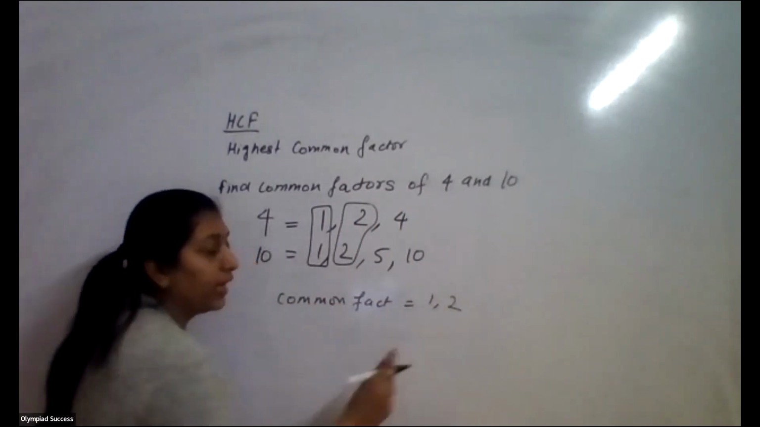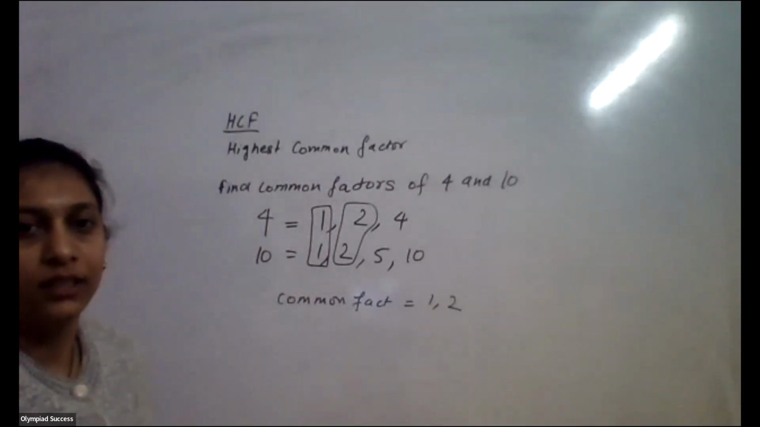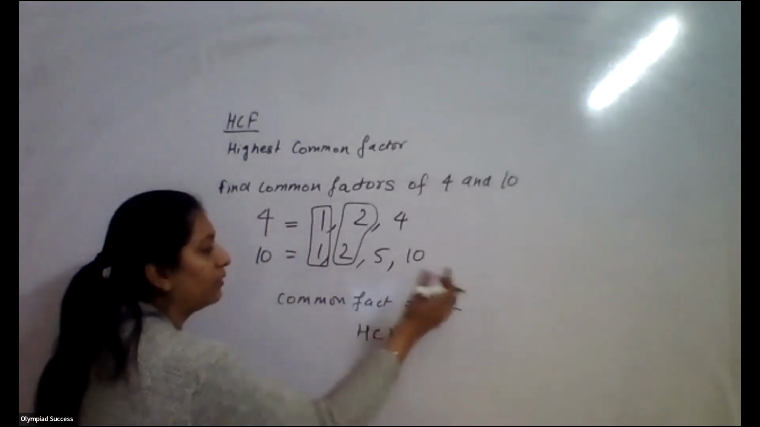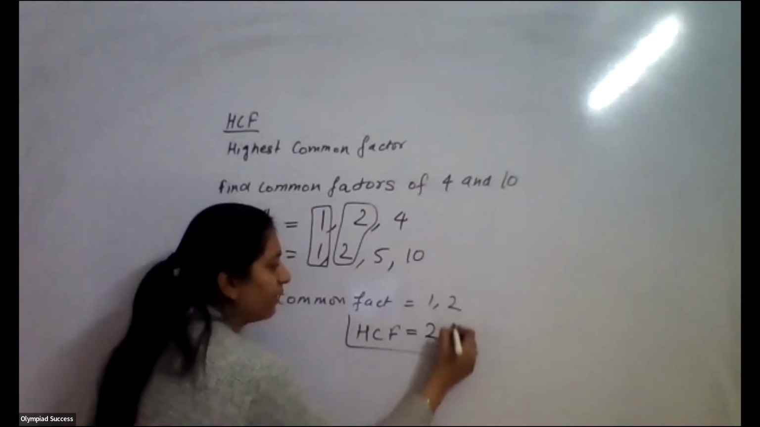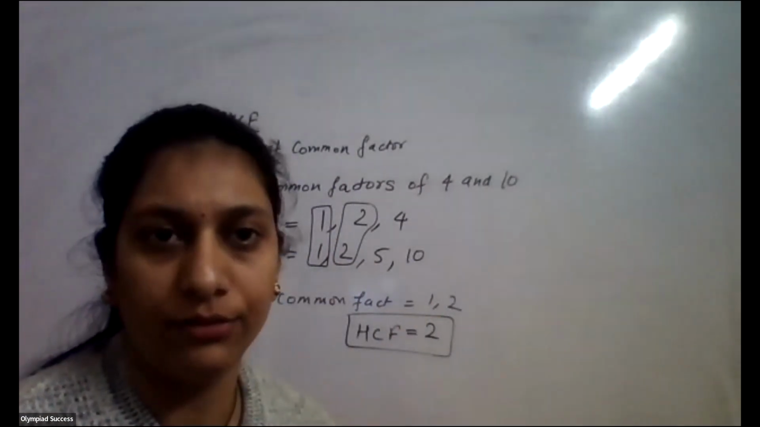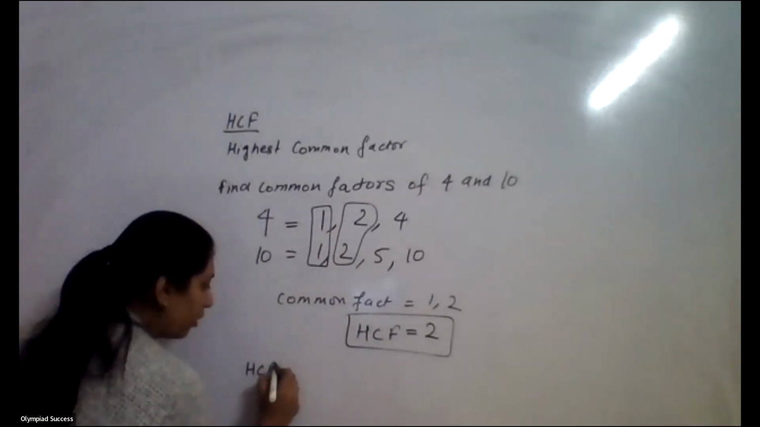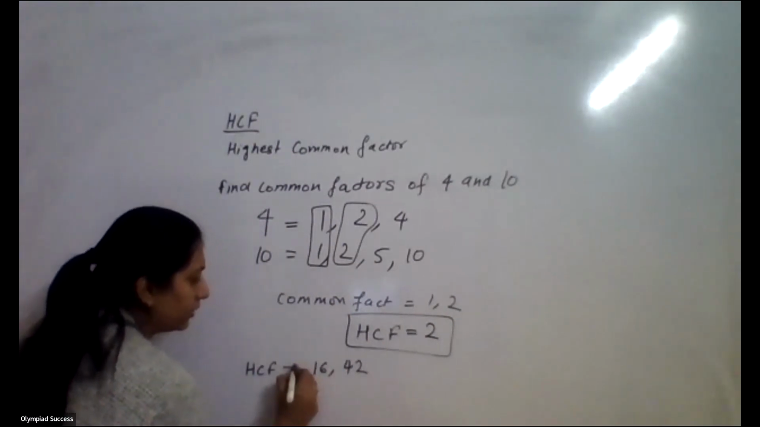1 and 2. Now between 1 and 2, which is the highest? 2. So HCF, that is highest common factor between 4 and 10, is 2. So HCF will be 2. Okay, this is your HCF. Okay, now find the highest common factor of 16 and 42.